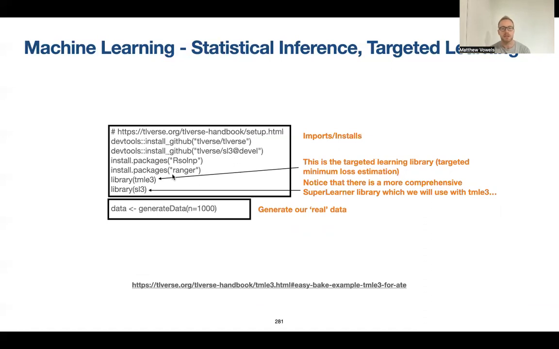But otherwise, what we're going to do is install the TLVerse library and also the SL3. TLVerse is going to do all the targeted learning, the updating step, the use of the influence function, and so on. And then SL3 is another super learning package like the one we saw before, but this one has really nice integration with the TMLE3 library here, which we're going to import.